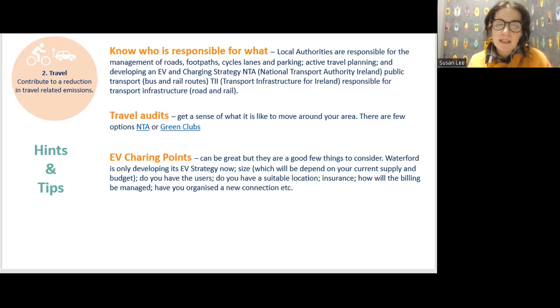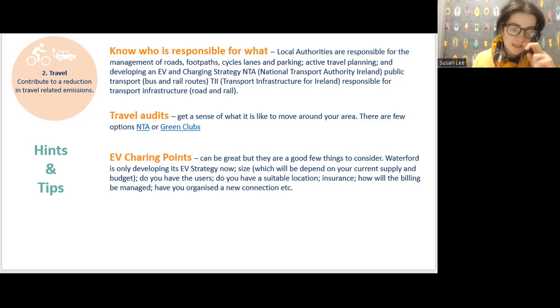Now it could be a good idea for your group to get a sense of what it's like for your community to travel around your area. And there are multiple travel audits available online that you can just do amongst yourselves. I would say there's two nice ones. There's one from the NTA and there's also one from the GAA Green Clubs.